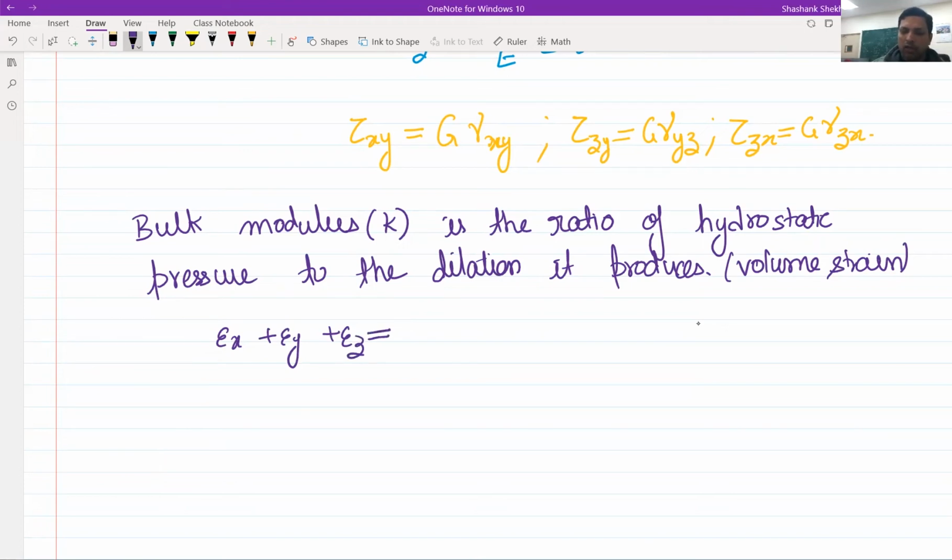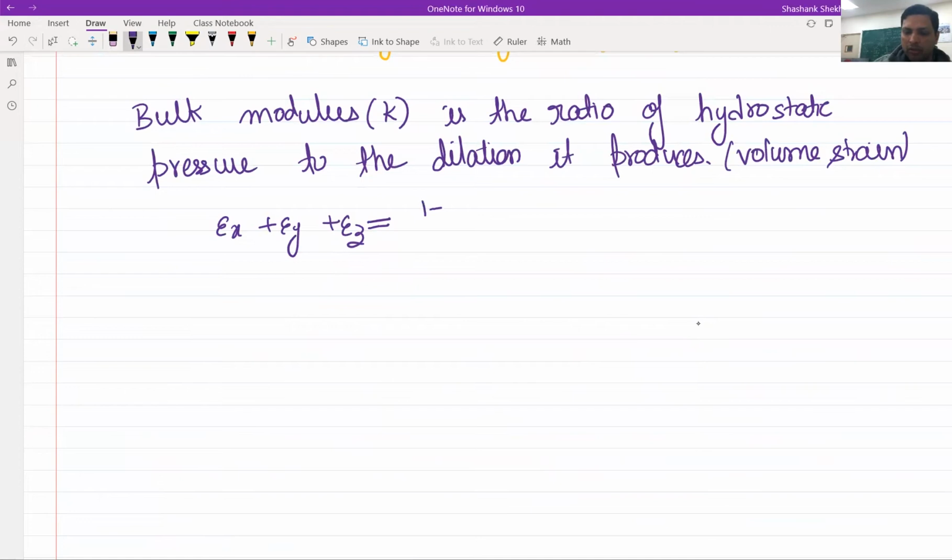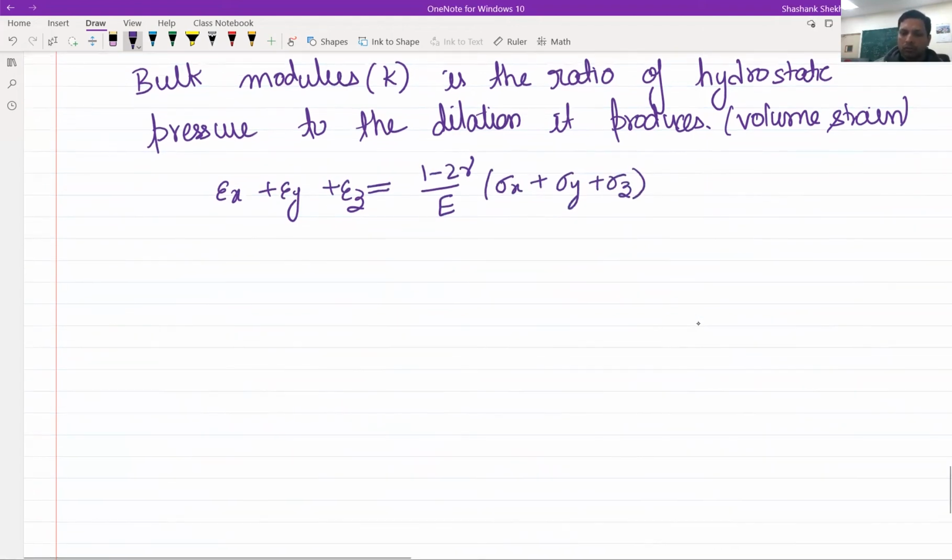Now, if you look at the above relation, then you can add these, and what you will get is this: epsilon x plus epsilon y plus epsilon z will be equal to 1 minus 2 nu by E times sigma x plus sigma y plus sigma z. Okay, now sigma x plus sigma y plus sigma z, which is the sum of the diagonal elements, is defined as 3 times sigma m, or the hydrostatic stress. So this can be written as 1 minus 2 nu by E times 3 sigma m.